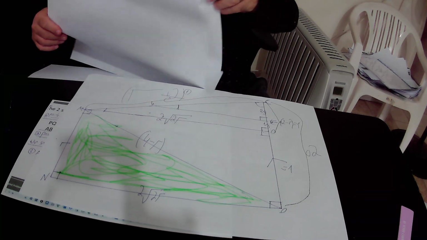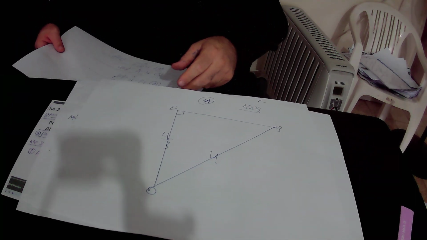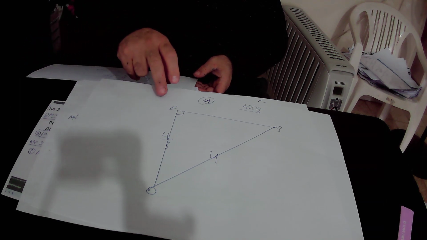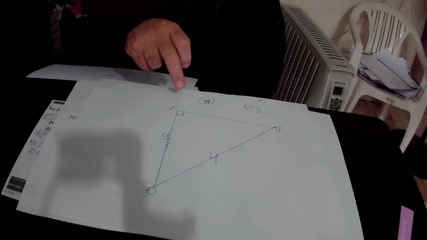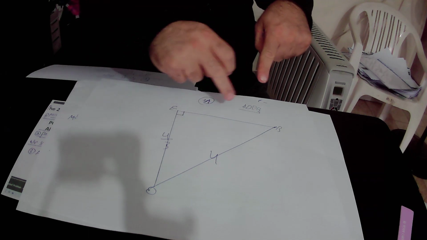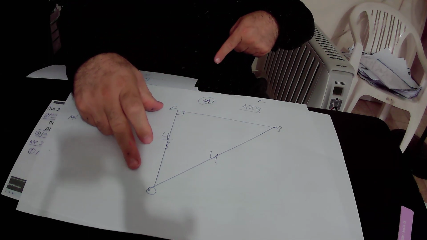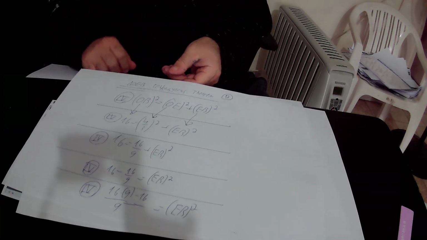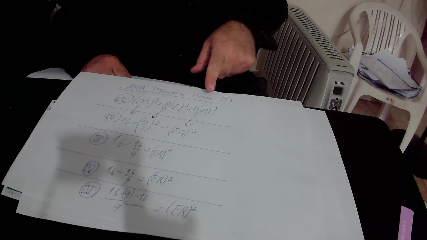The triangle OEB is a right triangle. On this right triangle, according to the Pythagoras theorem, the square of the hypotenuse equals the sum of the squares of the perpendiculars. That is to say, in the right triangle OEB, OB square equals OE square plus EB square.